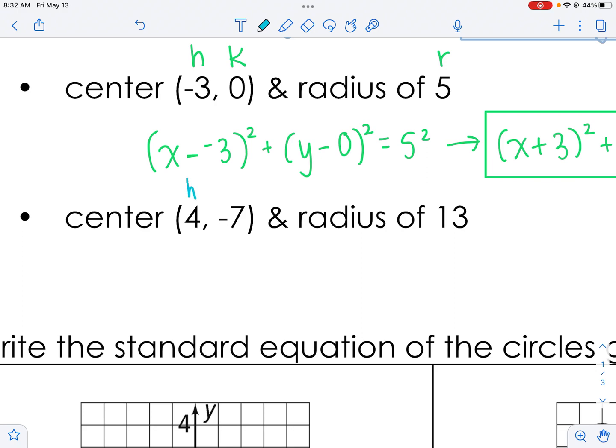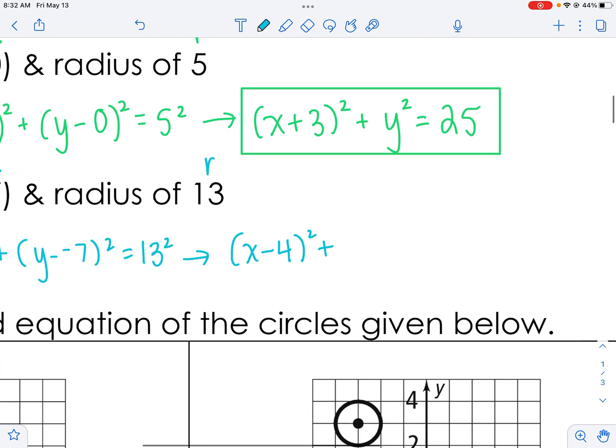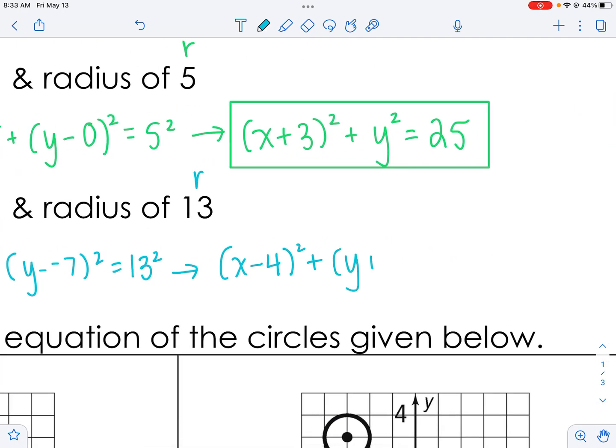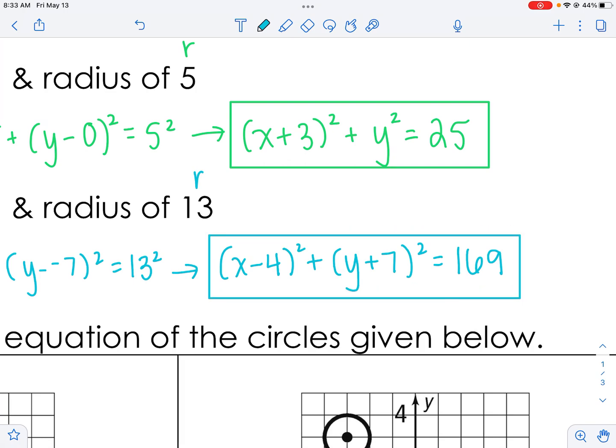So hopefully you were able to figure this one out. So we have h, k, and r. When I start plugging things in, I get x minus 4 squared plus y minus negative 7 squared equals 13 squared. And when I simplify that, those two negatives change to y plus 7 squared equals 13 squared, which is 169. And that's it.